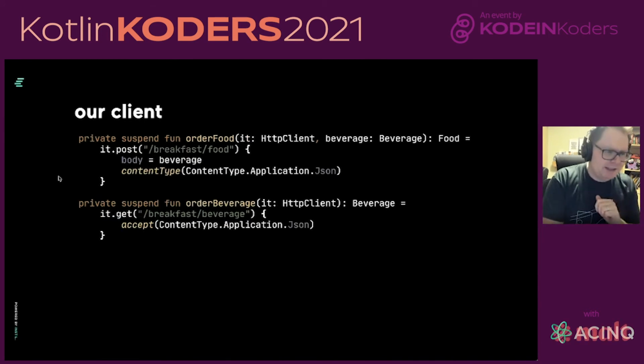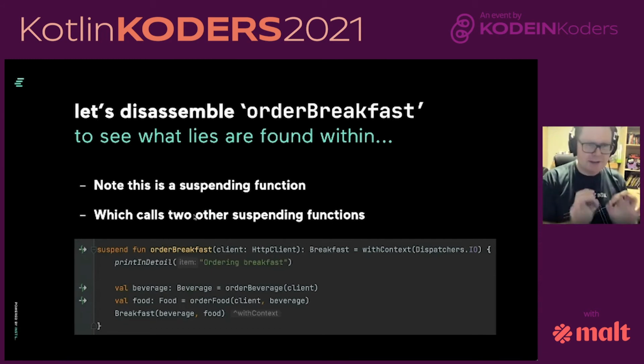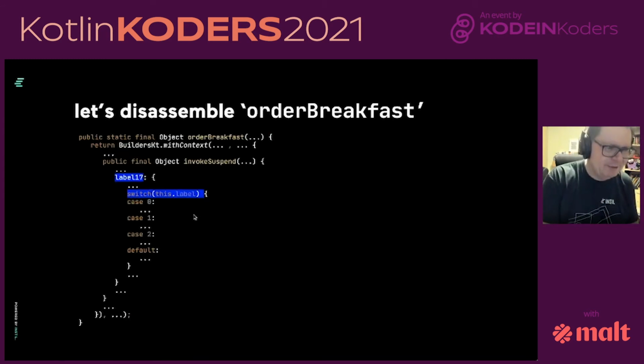But just to show you, this is how orderFood works. Just use the HTTP client to send a POST request. This is how orderBeverage works. Just use the HTTP client to send a GET request, standard stuff. So all of that is just to build us up to this point here, where we've got a working function called orderBreakfast. And this is a suspending function, which calls 2 other suspending functions. So let's disassemble it and let's see what's going on.